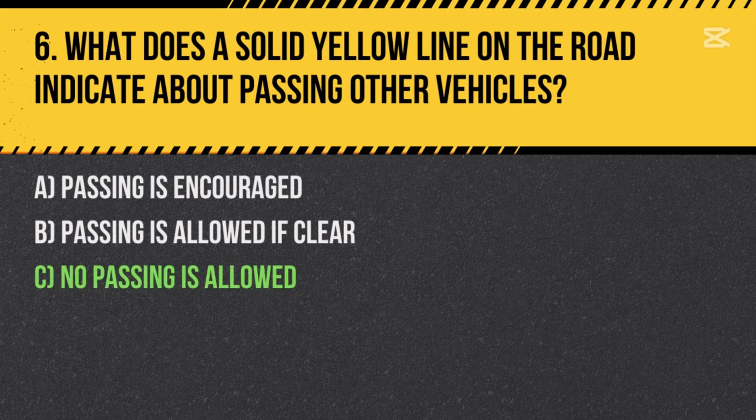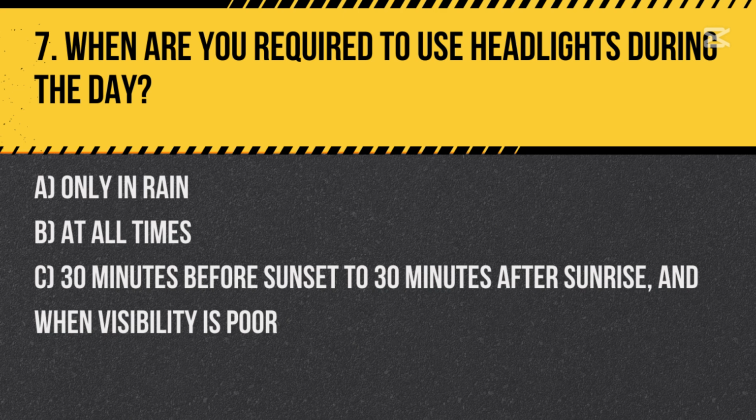Answer. C. No passing is allowed. A solid yellow line indicates that passing is dangerous and therefore prohibited. Question 7. When are you required to use headlights during the day? A. Only in rain. B. At all times. C. 30 minutes before sunset to 30 minutes after sunrise, and when visibility is poor.